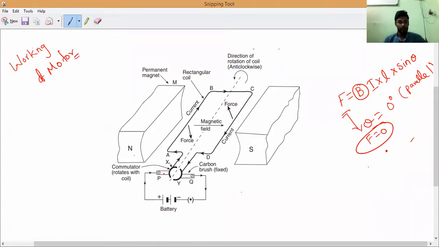See now, when the current is passing on the AB side, the force is acting in the downward direction, so the AB side of the rectangular coil will go down. The CD side automatically, see, it is a balanced plate, a rectangular coil. Now the AB side force is acting, so AB will go down. Then what about CD, sir? Let us check the CD.